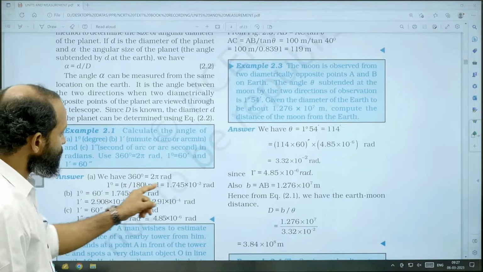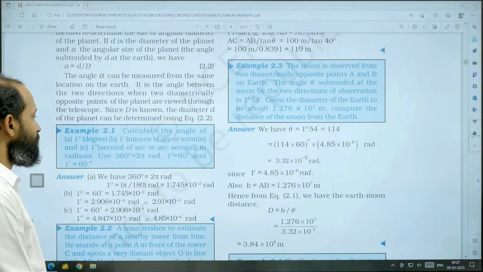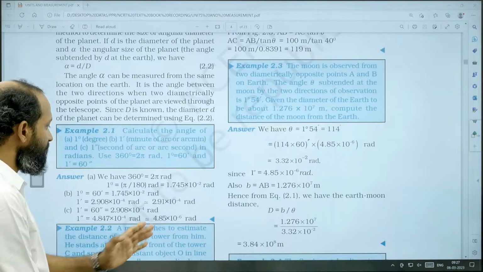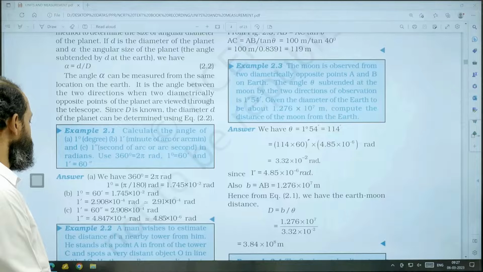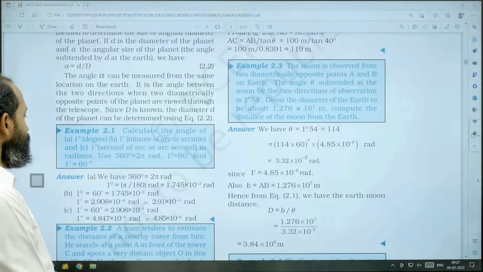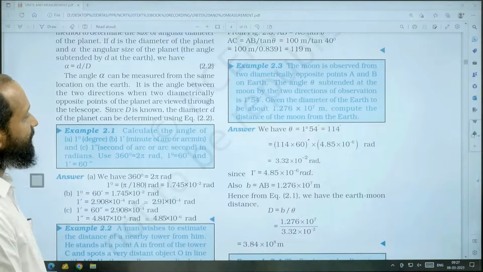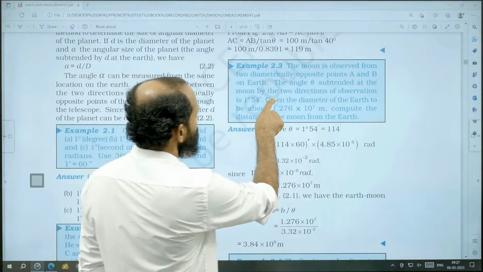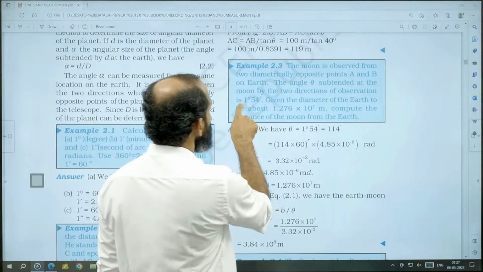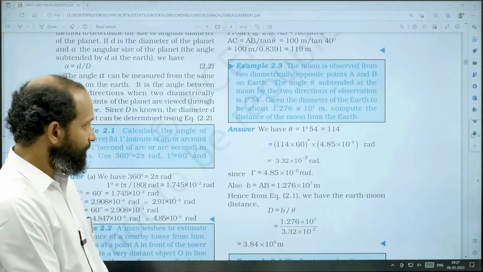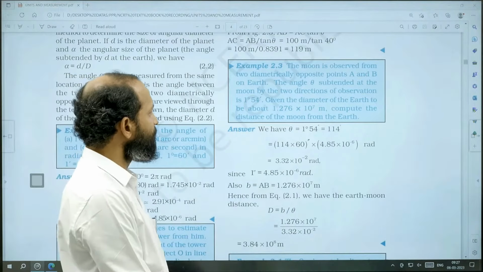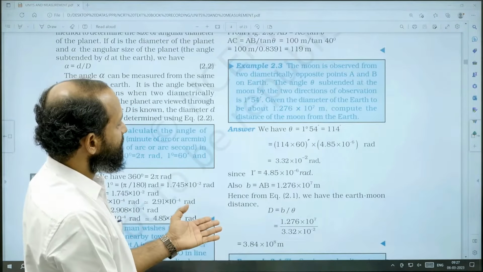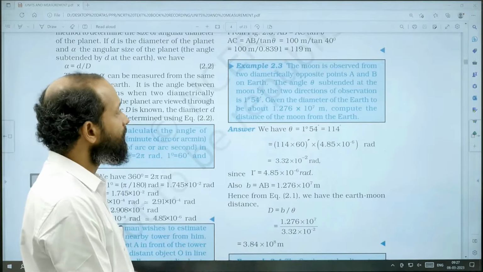1 degree is 1.745 into 10 power minus 2 radian. Similarly, 1 minute is 2.9 into 10 power minus 4 radian, and 1 second is 4.85 into 10 power minus 6 radian. These conversions are made useful. Here, one thing else: if the angle is given as 1 degree 54 minute, that is to be converted into minute or second, then converted into radian.